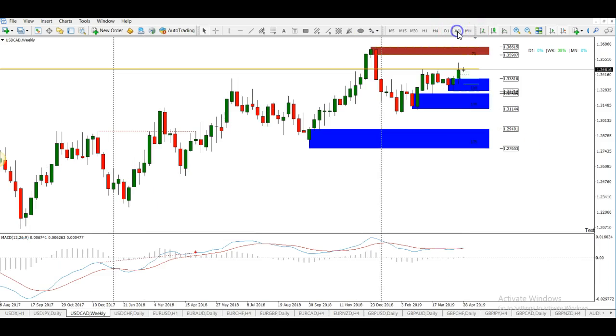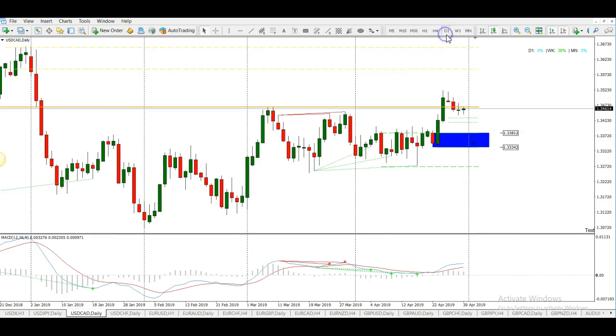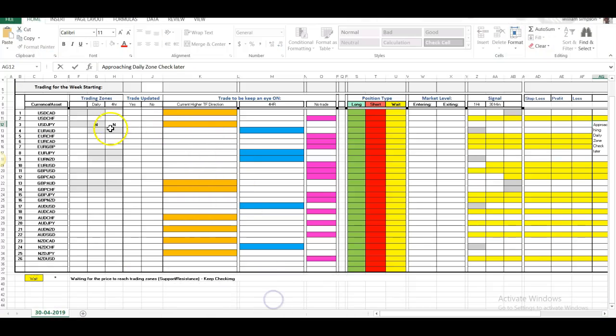USD CAD, okay. See, we're actually reacting. I talked about this in yesterday's video. I'm liking this to go up to 136, but again, nothing on the daily. So simply fill it in as no. And if there's nothing on the daily, we're not really looking at the 4-hour.